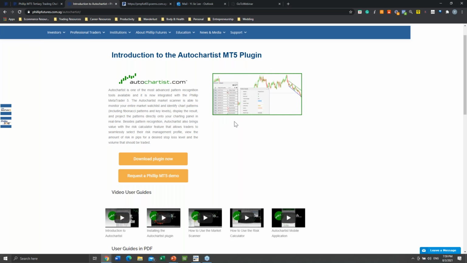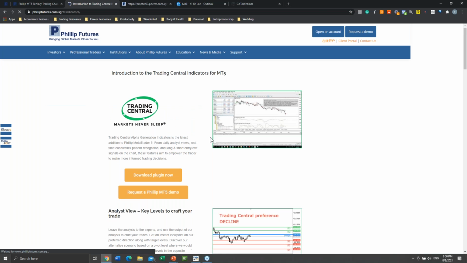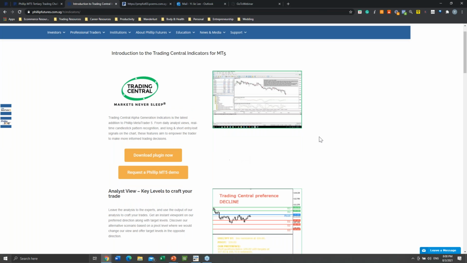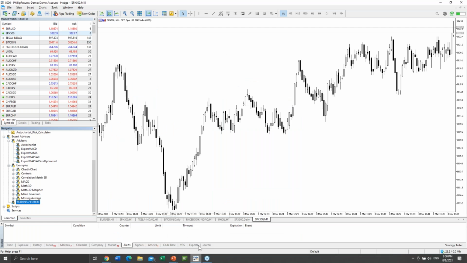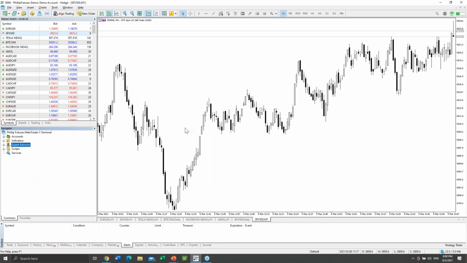If you face any difficulties, feel free to reach out to the email address of this competition, PM30challenge@phillip.com.sg. So this is where you get more information. There is the Autochartist, and over here is Trading Central. Similarly, just click download and follow the few instructions. So we will have both Autochartist and Trading Central on your computer.